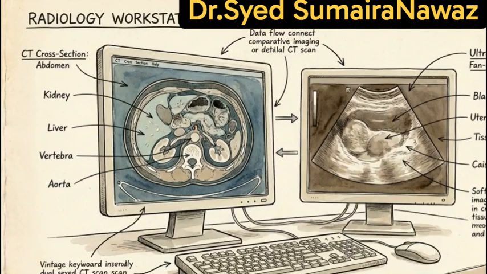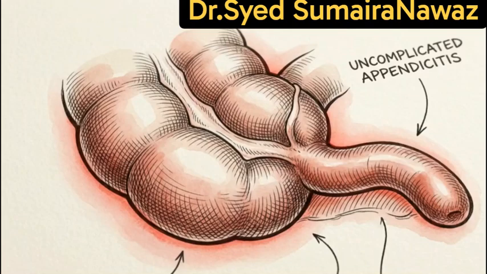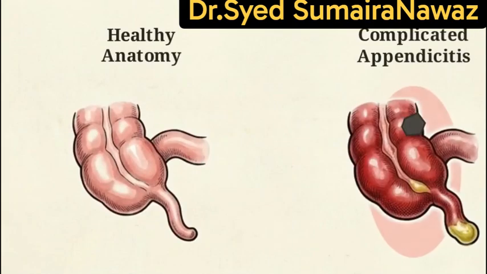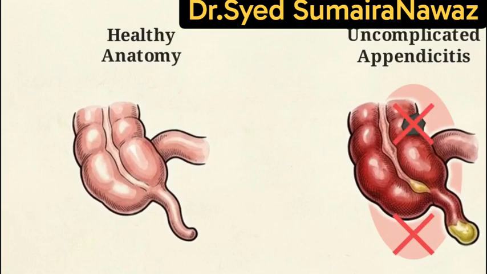For those intermediate patients, radiological imaging, typically an ultrasound or CT scan, is required to physically confirm the inflammation and check for localized complications. The clinicians are specifically looking for uncomplicated appendicitis. This means the appendix is inflamed, but there is no localized abscess or hard calcified fecalith blocking the base.